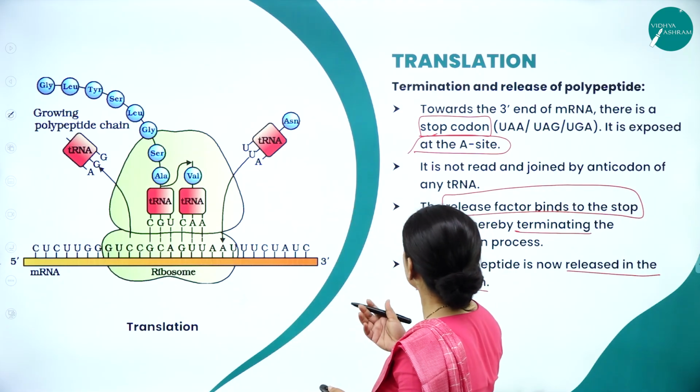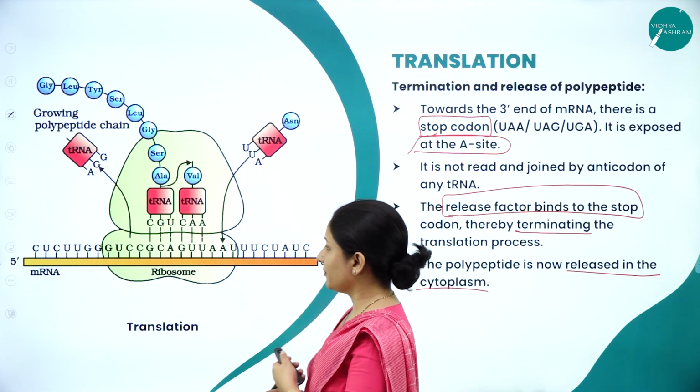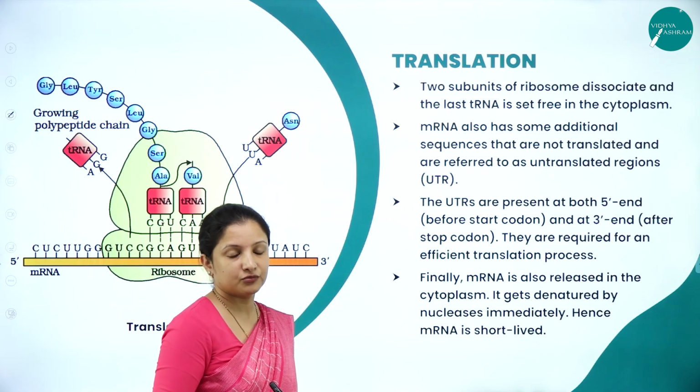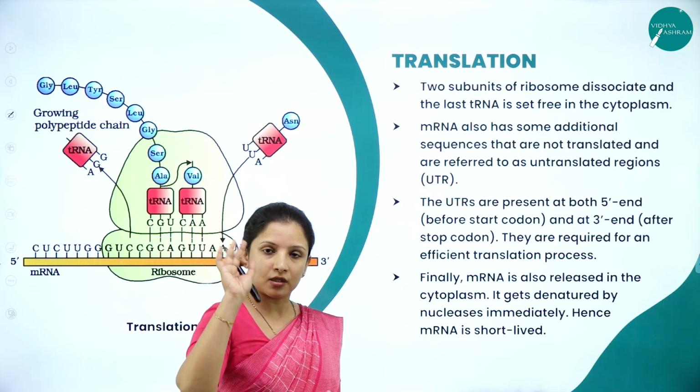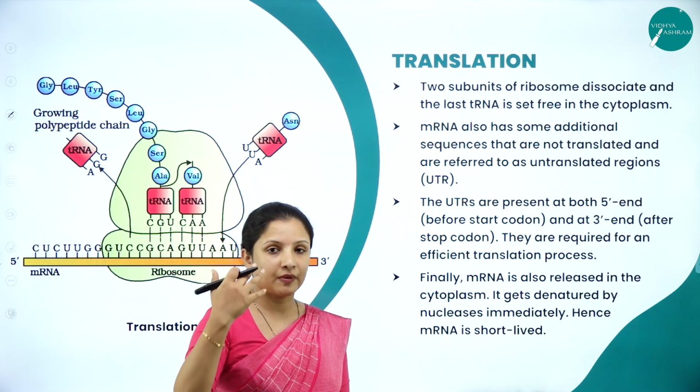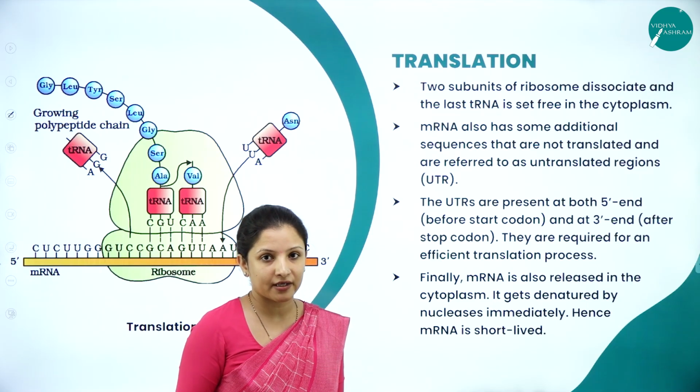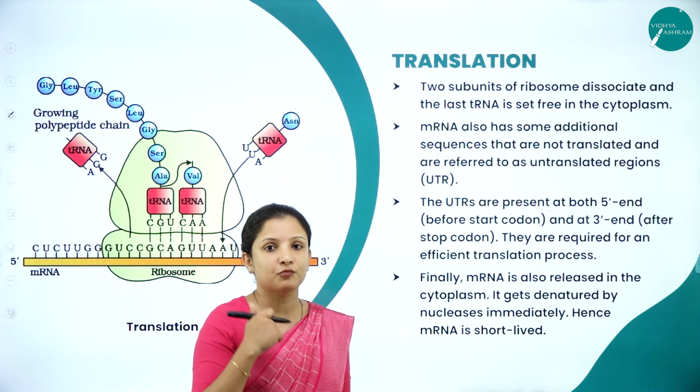So, this is about the termination and release of the polypeptide. Next after that, the 2 subunits of the ribosome. Now the tRNA got separated, the polypeptide chains got separated. What about the ribosomes which are there on the mRNA strand? That is the larger subunit and the smaller subunit.